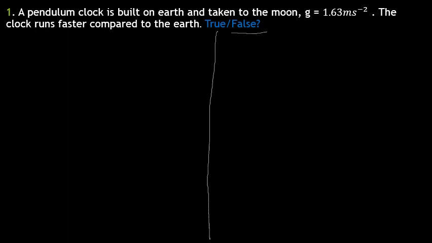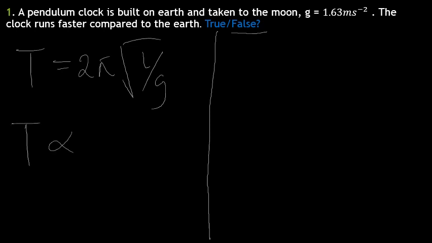Again, remember that period is equal to 2 pi square root of L over G. This implies that period and acceleration due to gravity are inversely related. So I can say period is inversely proportional to the square root of G. That means if G decreases, period will increase, and an increase in period actually means a decrease in speed.